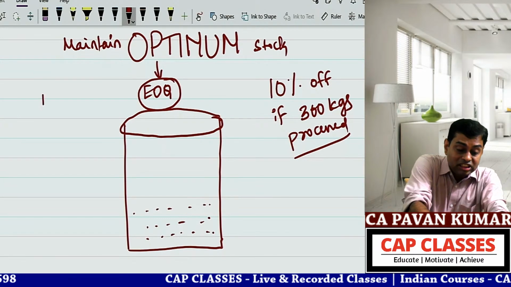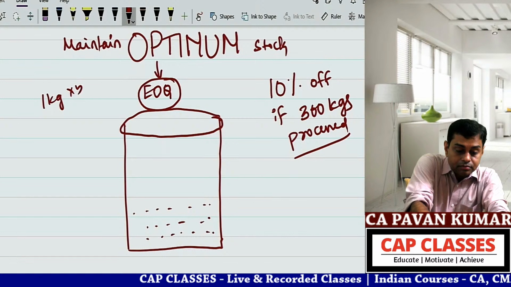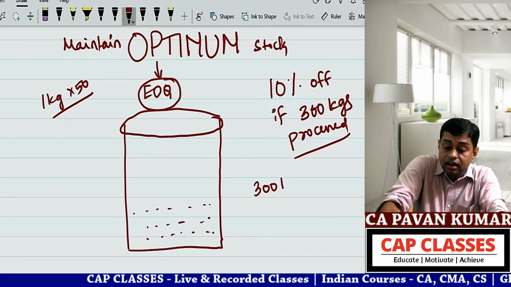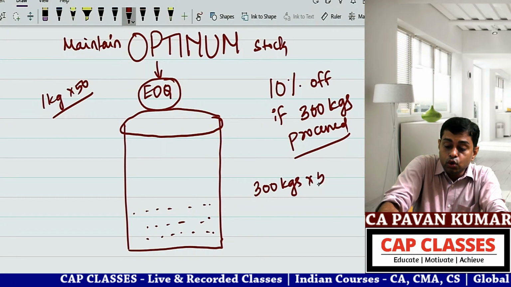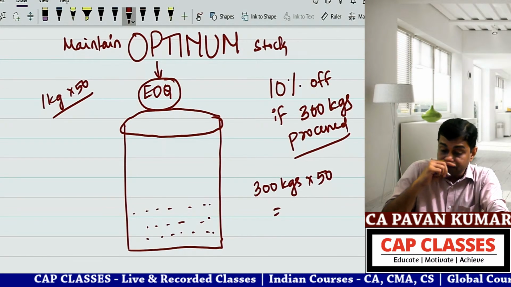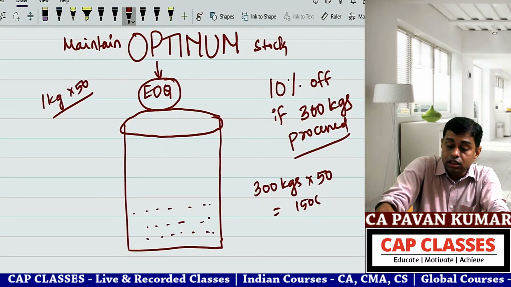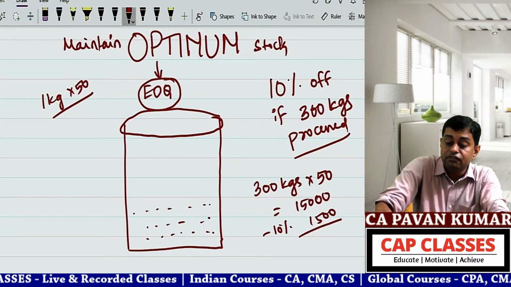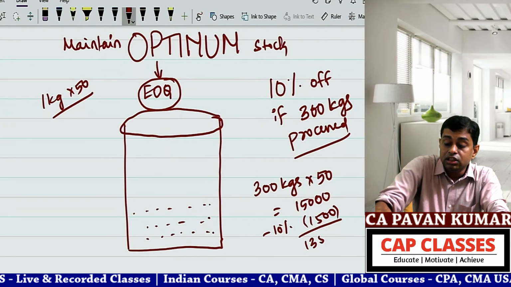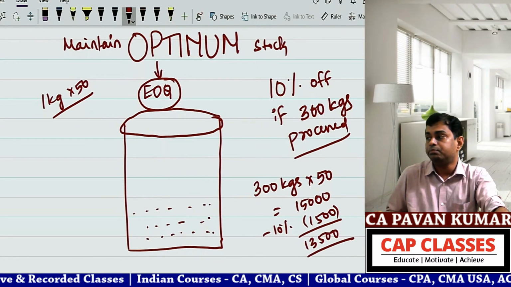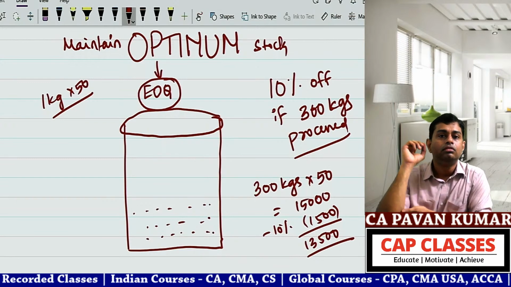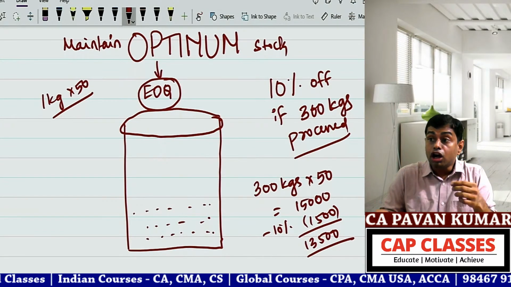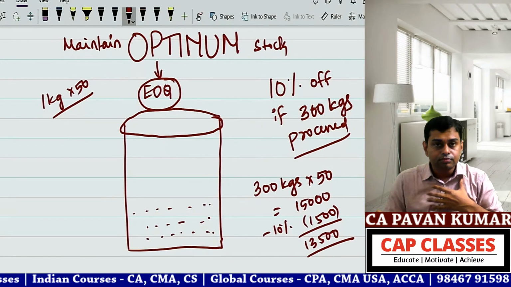Okay, so how much is 1 kg? 50 rupees. So you bought 300 kgs at 50 rupees. How much is it? 15,000. 15,000 minus 10% discount, 1,500 discount. So you paid 13,500 and came. They have given you 10% discount now, so you are very happy. You thought your mom will be proud of you.